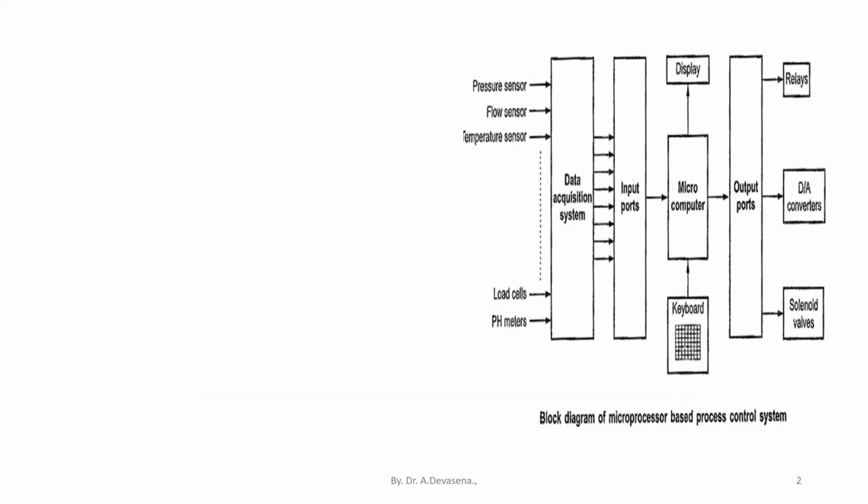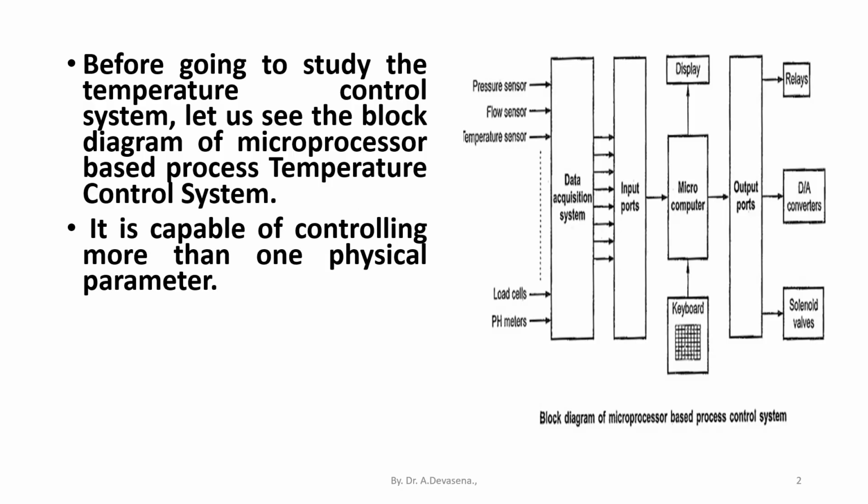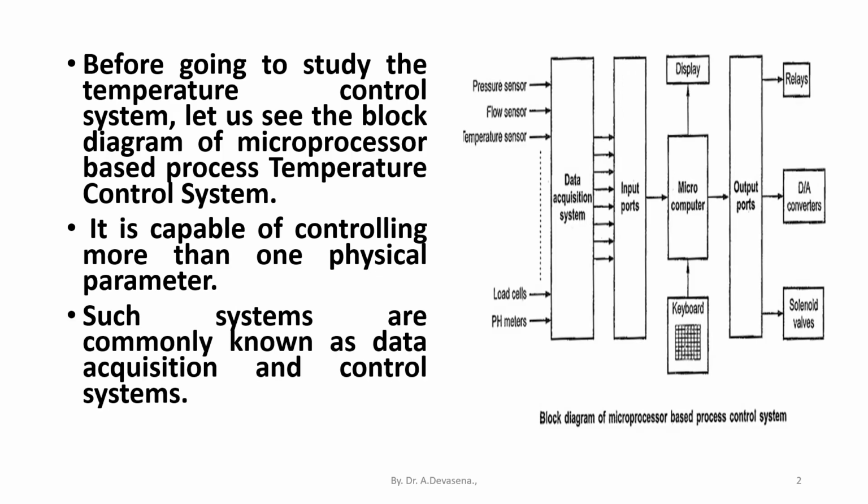Before going to study the temperature control system, let us see the block diagram of a microprocessor based process temperature control system. It is capable of controlling more than one physical parameter. Such systems are commonly known as data acquisition and control systems.